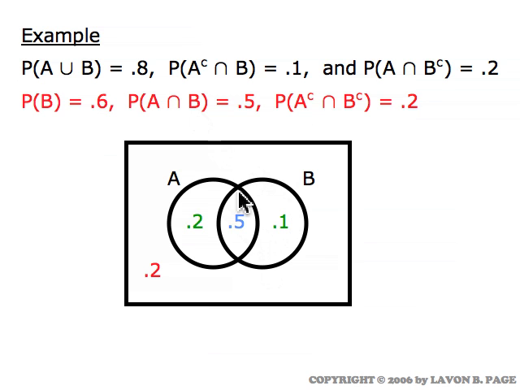A intersect B is, of course, this piece right here, and we already have filled in that its probability is 0.5. A complement union B complement is the region on the outside here. So this is just a mathematical expression stating the validity of the 0.2 that we had already put in that area.